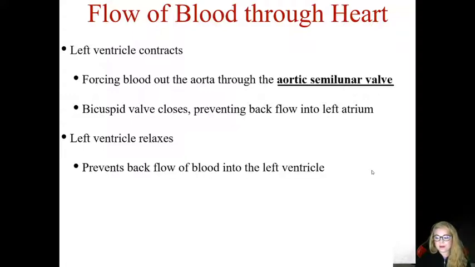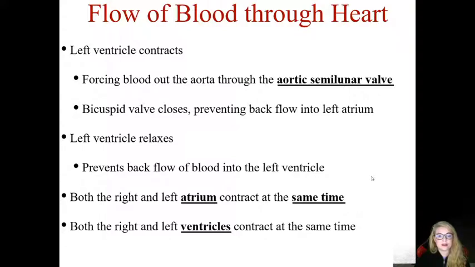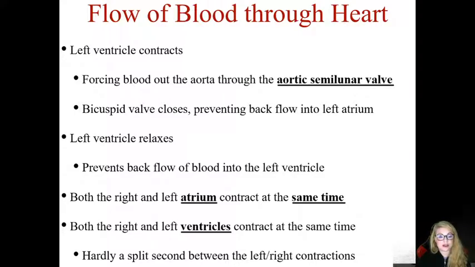It's important to note that both the right and the left atrium contract at the same time, and both the right and left ventricles contract at the same time. So this is not like this happens, then this happens, then this happens. This is continuously happening in all of the atria and ventricles at the same time. There's hardly a split second between the left and the right contractions in the heart. Okay, so this is a constant dum dum dum pumping motion of opening, contracting, relaxing, opening, contracting, relaxing, and so on and so forth.